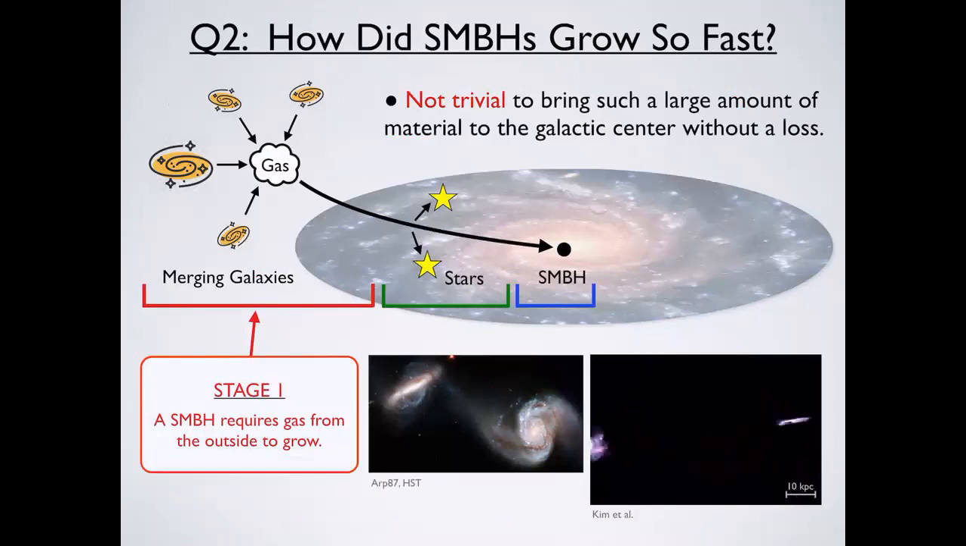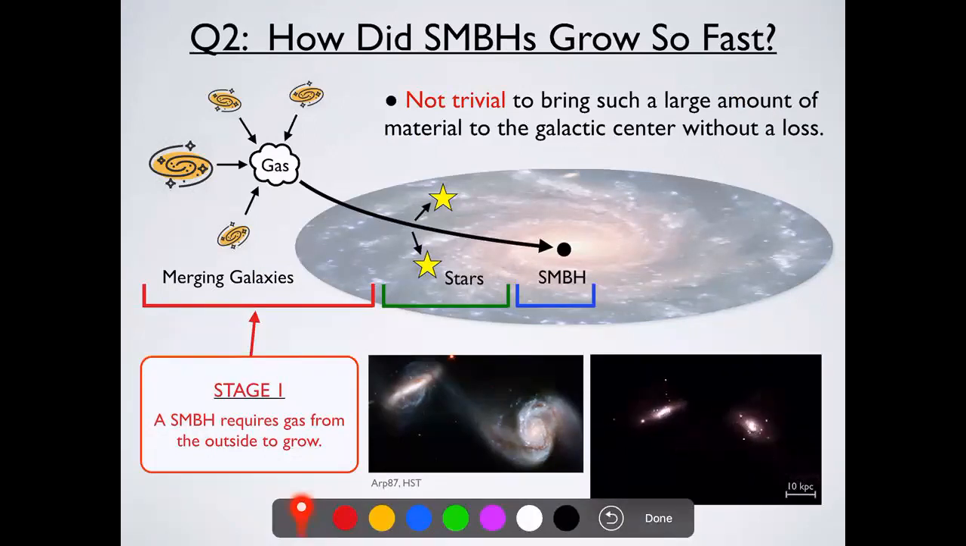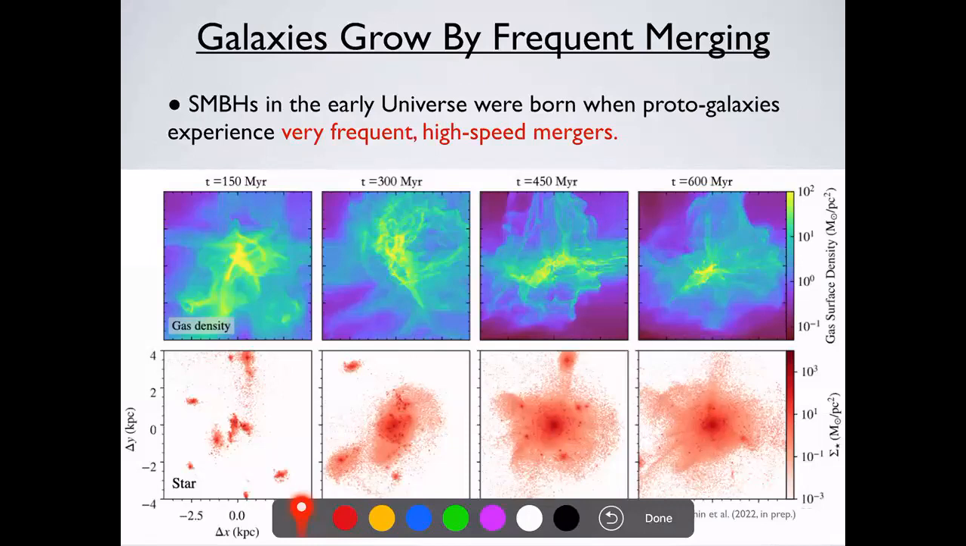So I talked about the stage 1 process. You have to borrow, or you have to steal the fuel from other galaxies for your supermassive black hole to grow. So that happens through the galaxy merger process. People use the word, you eat up your neighboring galaxies. So actually in the high redshift universe, the mergers were very frequent, and the speed was even higher.